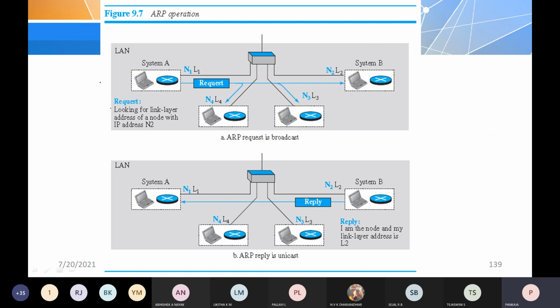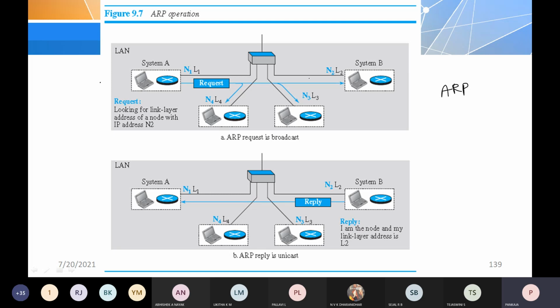That is represented here, a request. What is the request message? You can see this is system A and this is system B, and you have other systems also connected. It is looking for the link layer address of the node with IP address N2. It includes its own IP address, and it also wants to know the MAC address of the device that is assigned IP address N2. So it is going to send the request. You can observe the request is sent to all the devices. It is going to broadcast the ARP request.